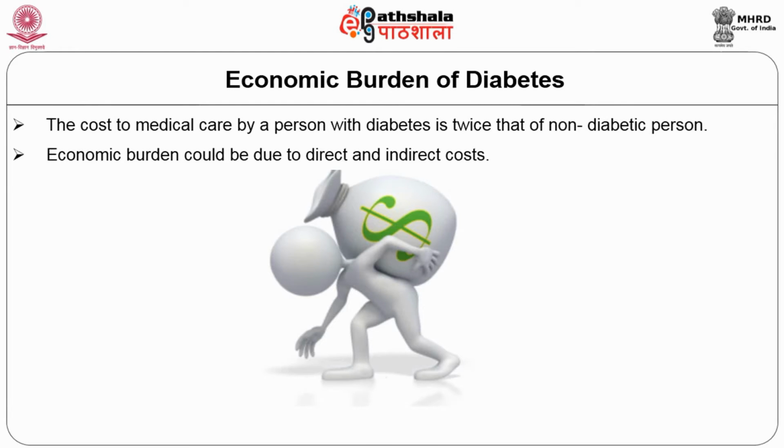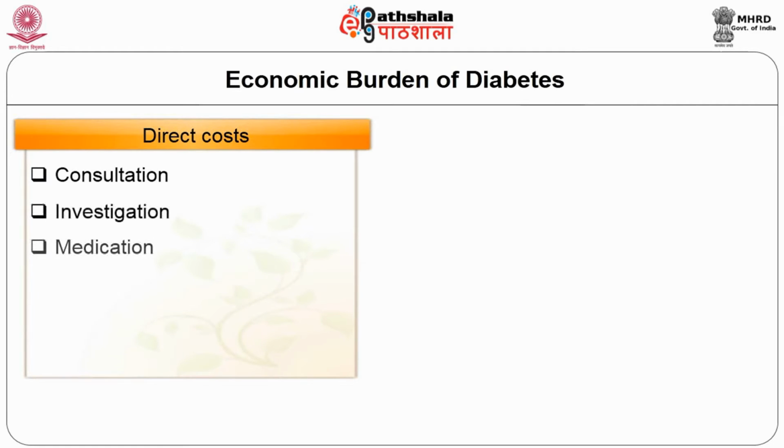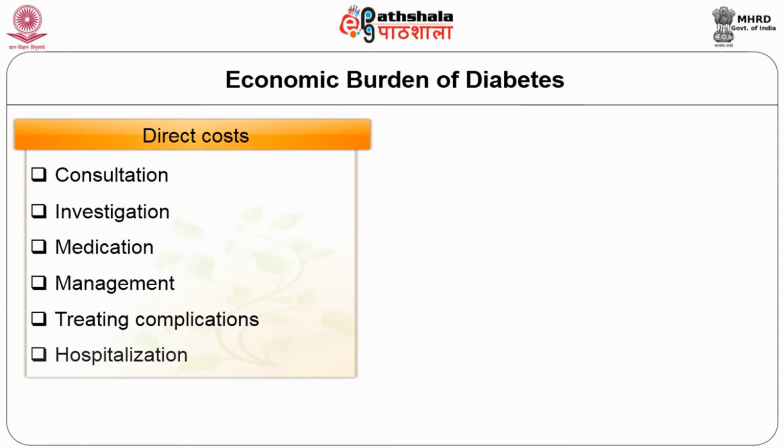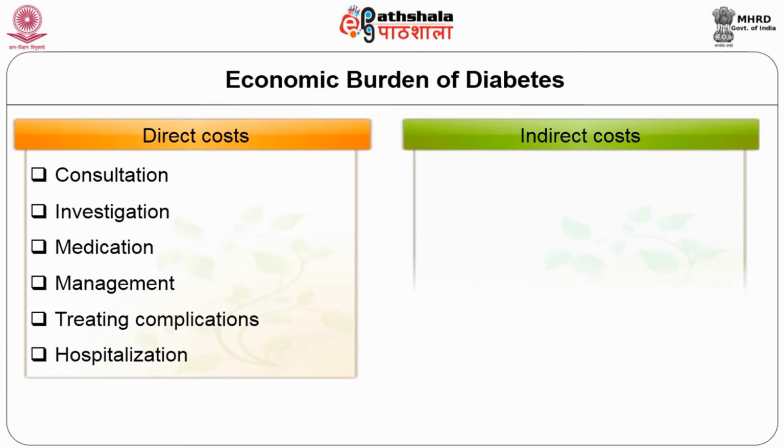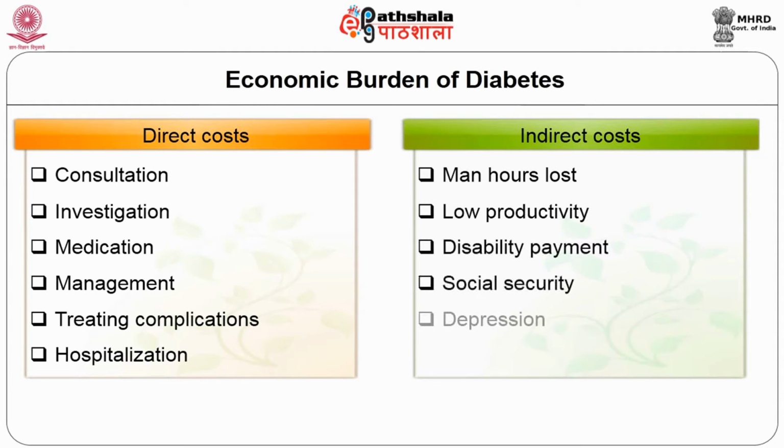Now the cost of medical care for a person with diabetes is twice that of a person without diabetes. The economic burden could be due to direct and indirect costs. Direct costs include consultation with the doctor, investigation, medication, management, treatment of complications, and hospitalization directly associated with the physical condition of the disease. Indirect costs are the expenditure incurred when a person is hospitalized for many days to get the diabetes controlled, and he or she has been taking leave.